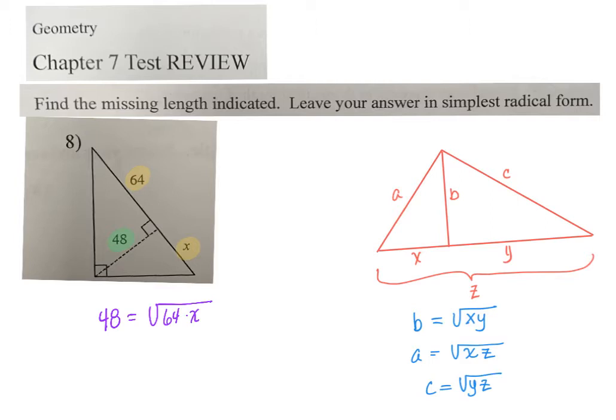And so to get that out of the root, I square both sides. So I am going to square the left. 48 squared is 2304. Square the right. When I square a square root, I get what's inside. And then I am going to divide both sides by that 64. So X here is 36.